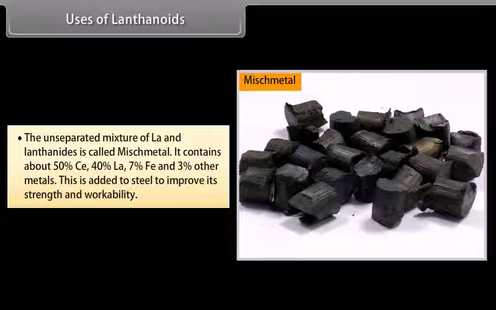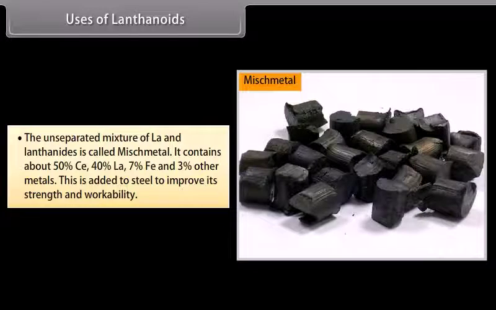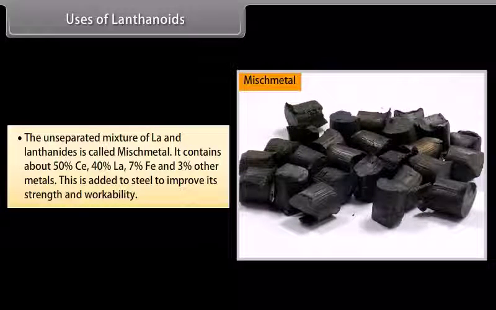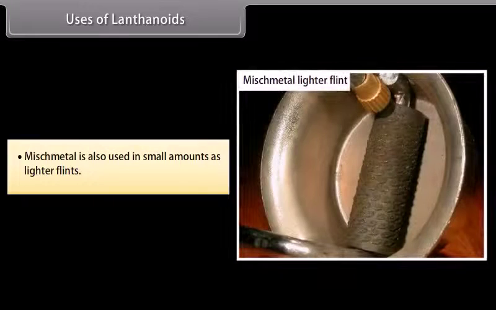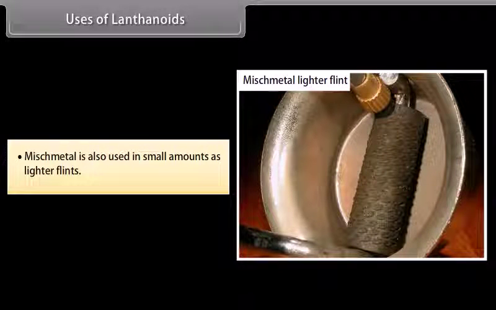Uses of lanthanoids. These metals are not much used. The important uses of lanthanoids are the following. The unseparated mixture of lanthanum and lanthanides is called mixed metal. It contains about 50% cerium, 40% lanthanum, 7% iron and 3% other metals. This is added to steel to improve its strength and workability. Mixed metal is also used in small amounts as lighter flints.